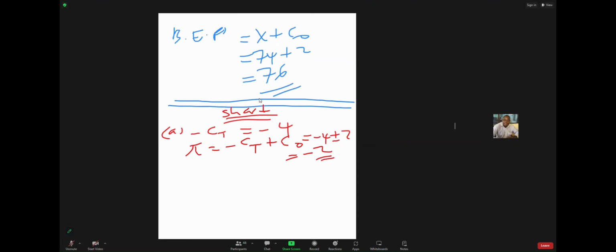So B is what? The negative CT was 0. So profit for this guy will be 2, which is 0 plus 2, which is 2. Yeah, I think that one is clear. So the guy makes 2.